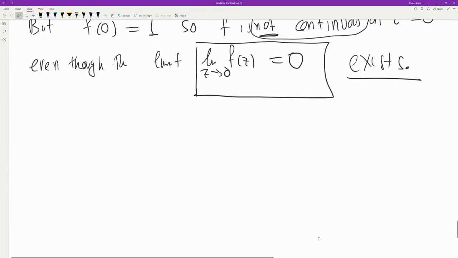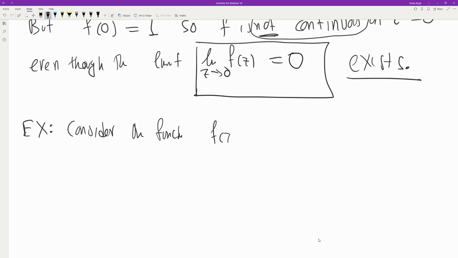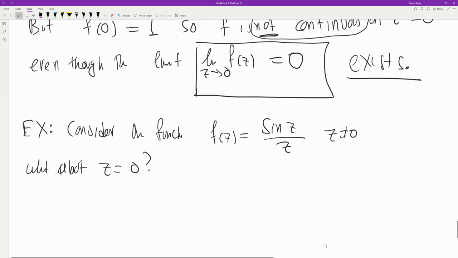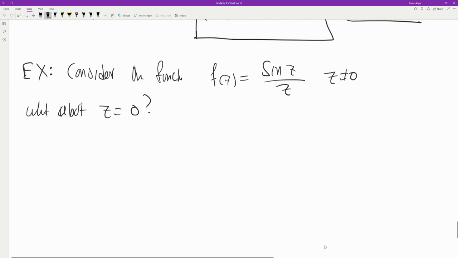So let me do another example to show this point. Consider the function f of z equal to sine z over z. Okay, so we have a problem, right? We don't know how to define it at 0. So we can use L'Hopital. So let's find how to define it.